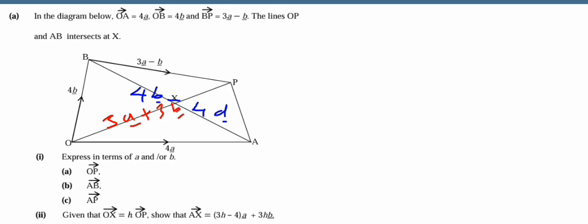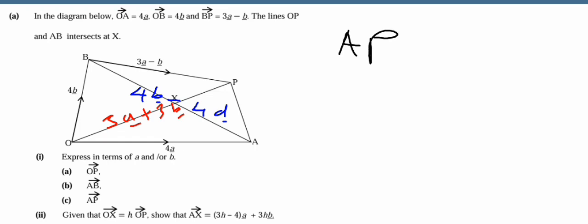That's OP. So we have the vectors from A to B, and from O to P. That answers the first question. Question C is saying we need to find AP.